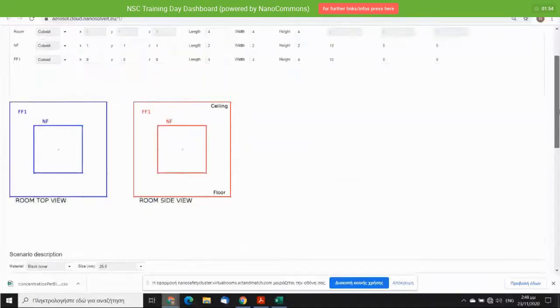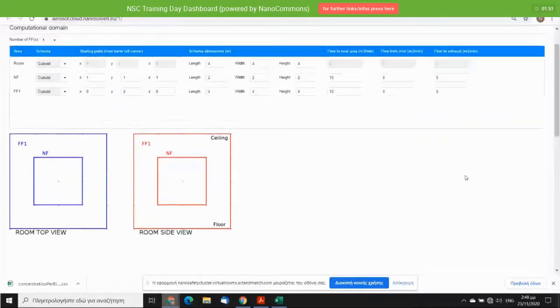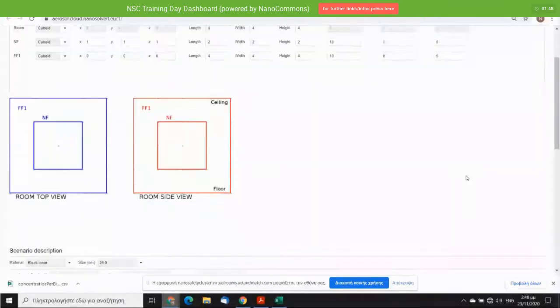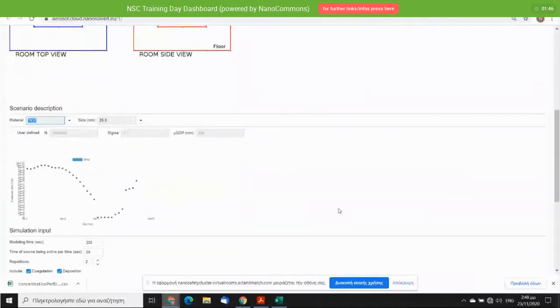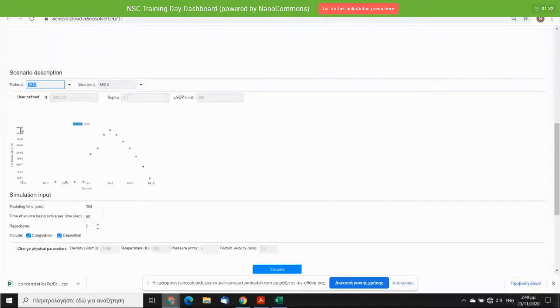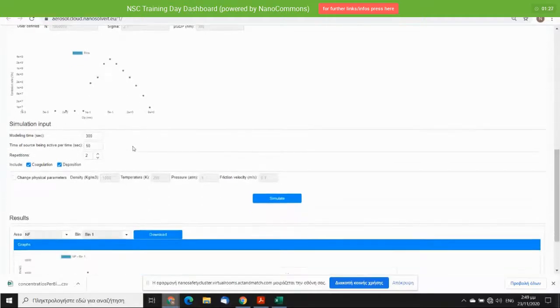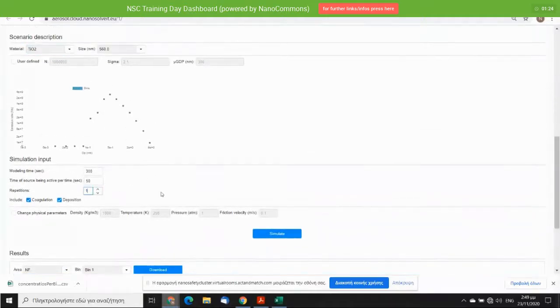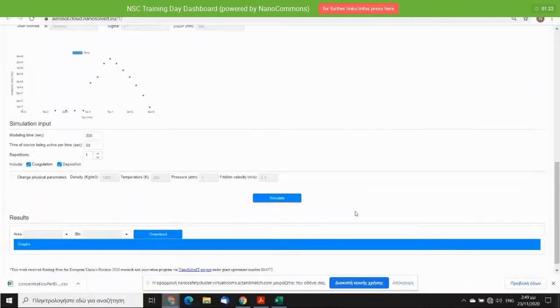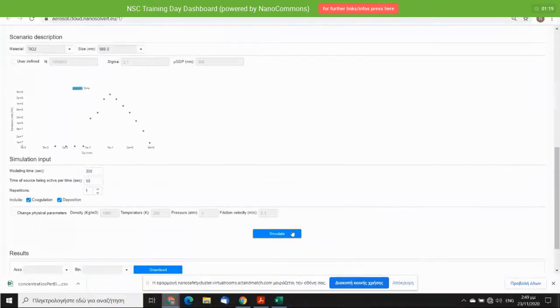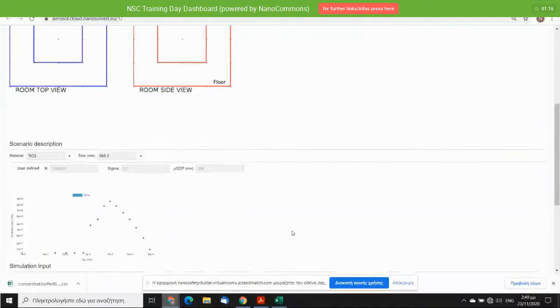Now, in our other example, we can use again the same computational domain, but instead of black toner, we will use titanium oxide. You see here this graph is the diameter distribution, which actually shows the bins, and this is the emission rate that we use in our calculation. So if I go here again, I will put 1, and I will put simulate. Okay, it did it.